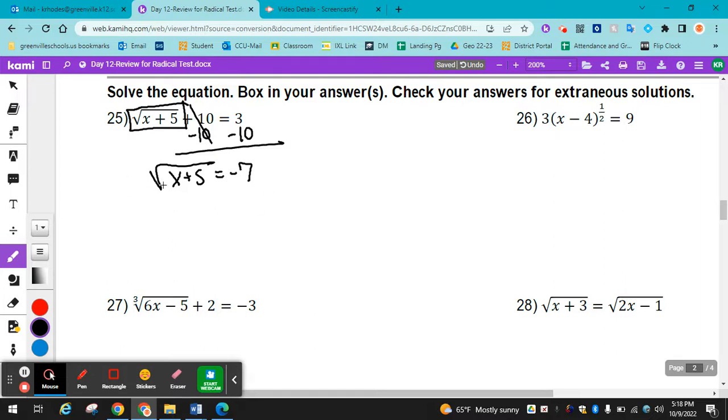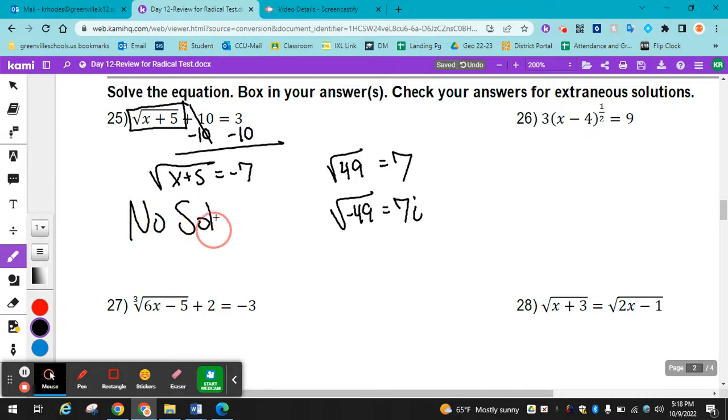But here I'm going to go ahead and stop because a square root can never give me a negative 7. What you're thinking is 49. Square root of 49 is a positive 7. If I put a negative under my square root to try to make it a negative 7, this is imaginary. You can't do a square root of a negative number. This would be 7i. So negative 7 is not possible. So this is no solution. I would stop right here. A square root can never equal a negative number.